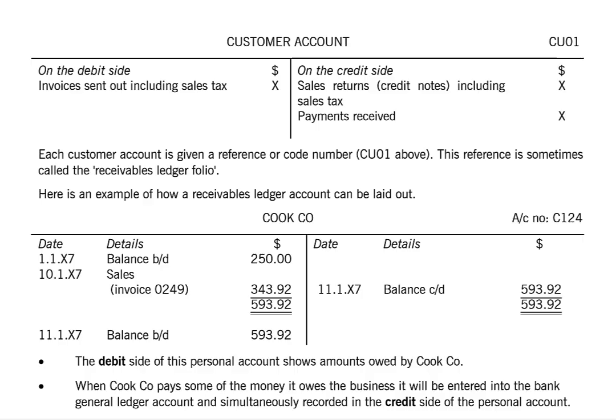The T account picture the book is trying to give you. The book shows a simple T account idea. Debit side, invoices sent out including sales tax. Credit side, sales returns including sales tax, and payments received. This is very examinable. If you can reproduce that layout in your mind, you will not get confused when you start posting entries later.